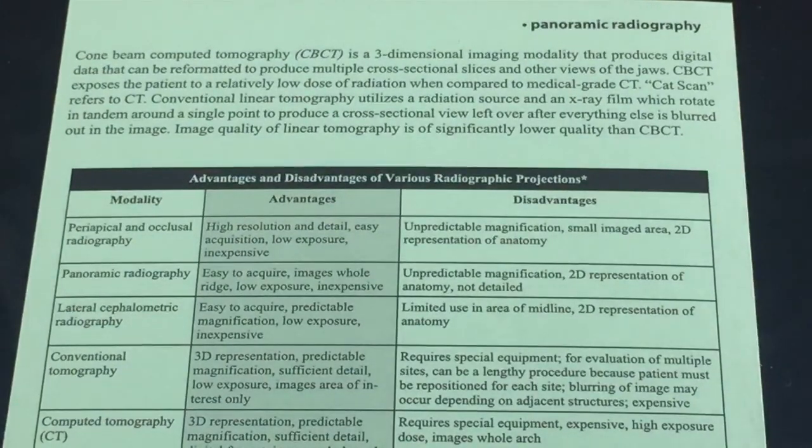Cone beam computed tomography, CBCT, is a three-dimensional imaging modality that produces digital data that can be reformatted to produce multiple cross-section slices and other views of the jaws. CBCT exposes the patient to a relatively low dose of radiation when compared to medical-grade CTs.